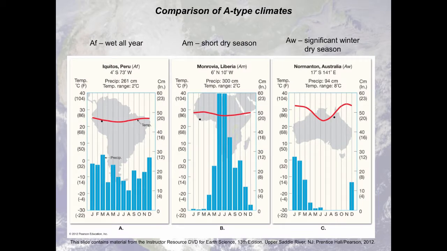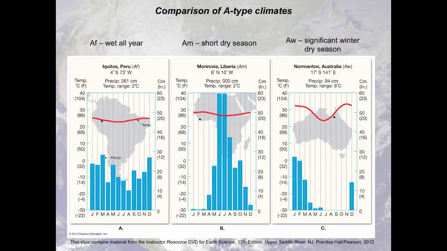A-type climates exist around the globe, and these are 3 examples of the A climate zone. You can see the AF zone, which is wet all year, on the left-hand panel. That's in Peru, which is on the windward side of the Andes Mountains. So orographic lifting, we're going to have lots of rainfall due to adiabatic cooling.